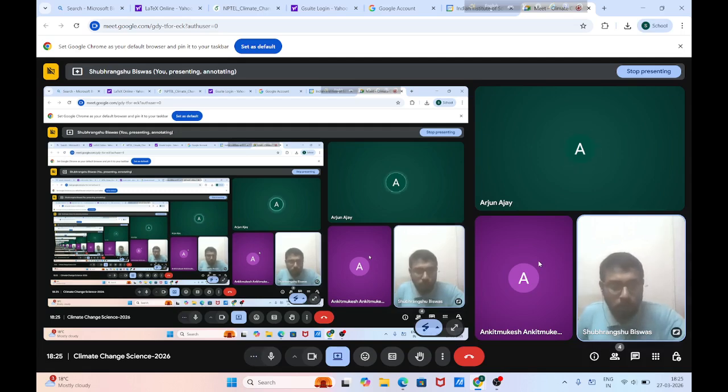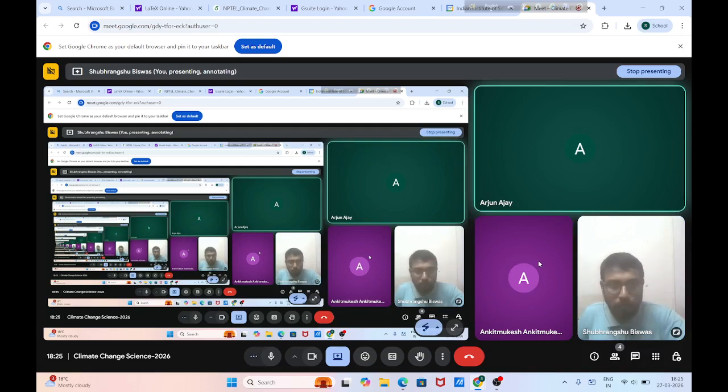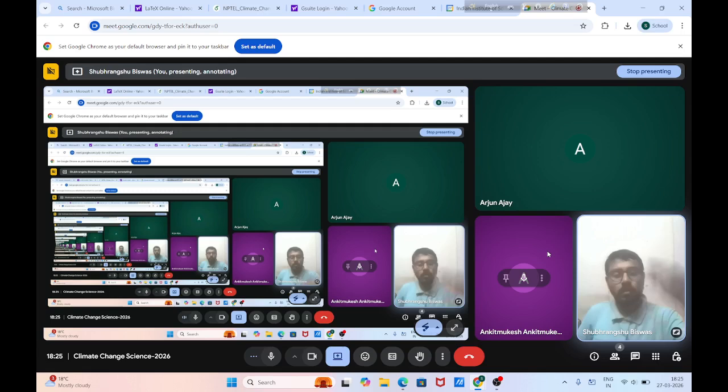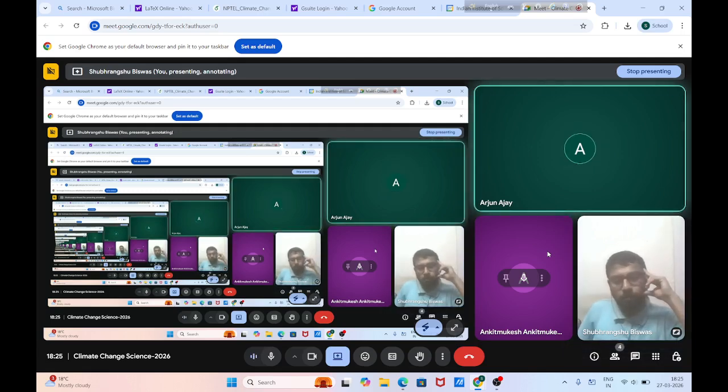And also, it is a stable ocean. Does the rotation of Earth also play any role in ocean temperature?